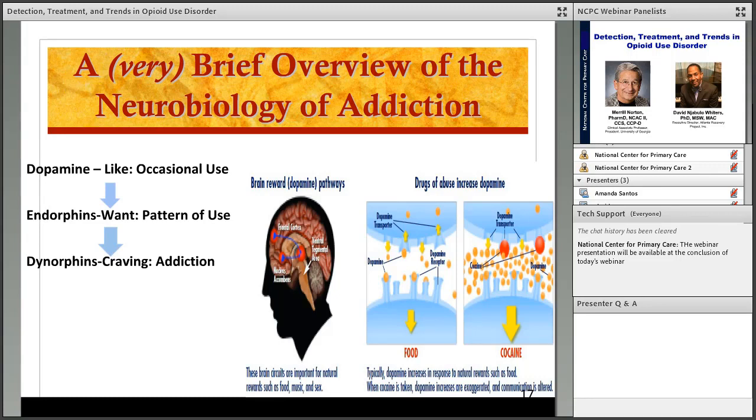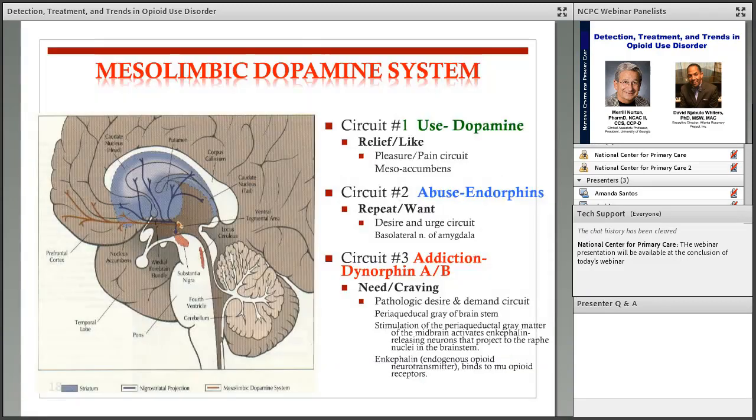So what we have, y'all, as we go through this, is that the dynorphins, the endorphins, and dopamine are all impacted by opioids. Now, this is a very simple brain in a very simple way because the time I have is very limited. You start activating circuit 1, use, dopamine: I get relief from my pain, or I really like that chocolate cake, or I really like the way it makes me feel, because it activates what we call the pain-pleasure circuitry in the accumbens in the brain.